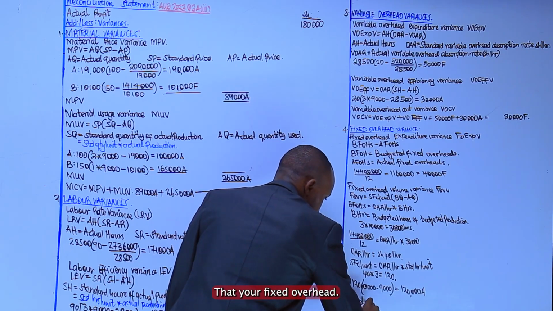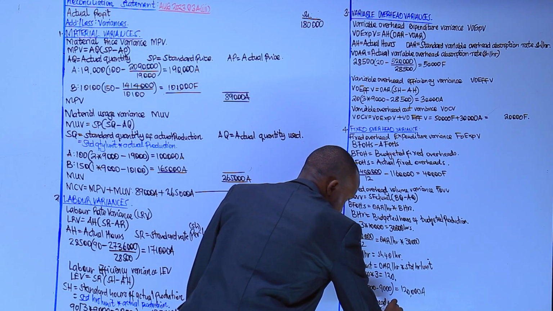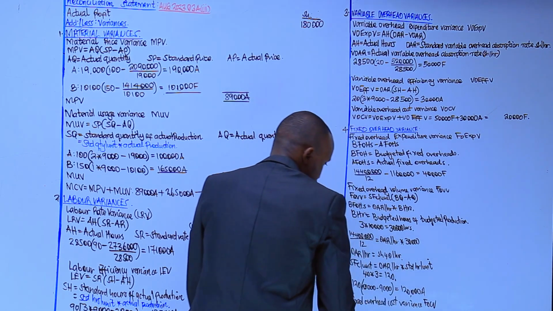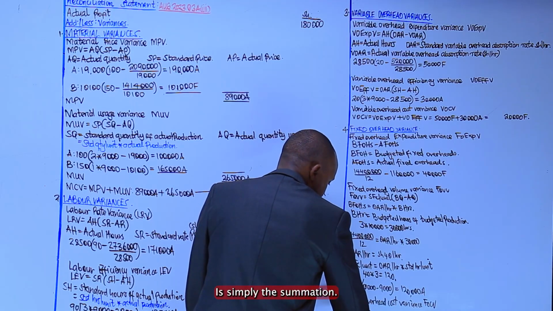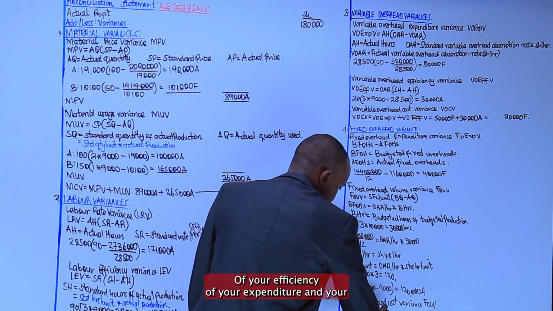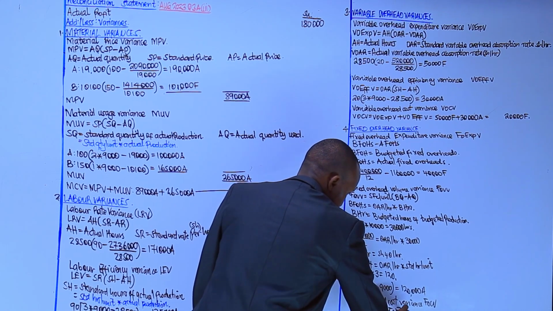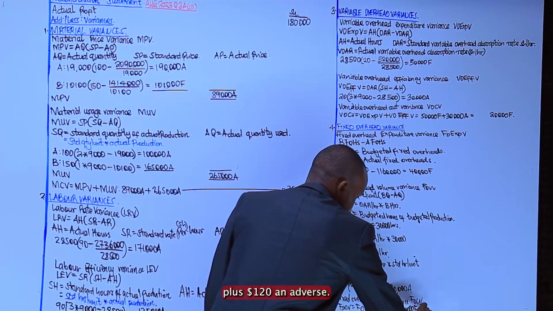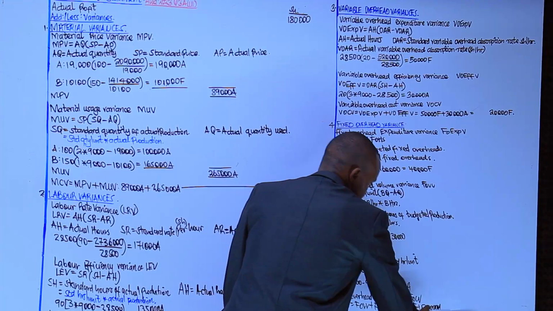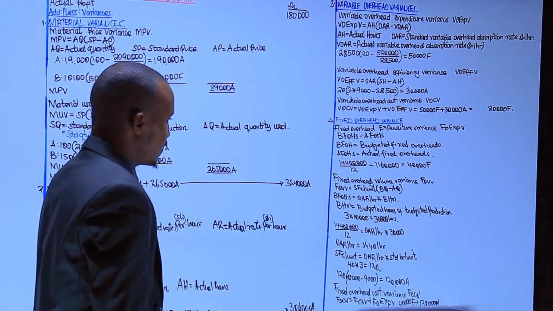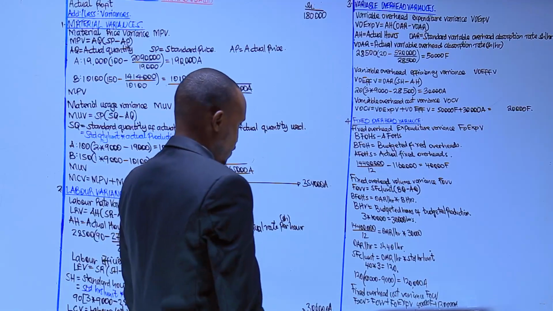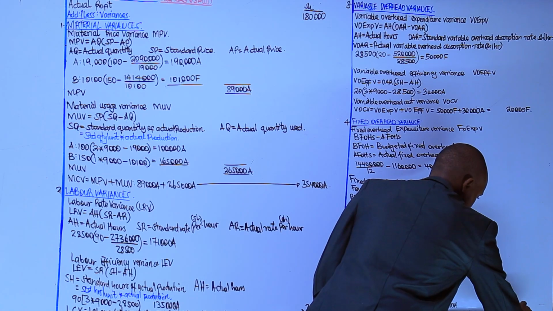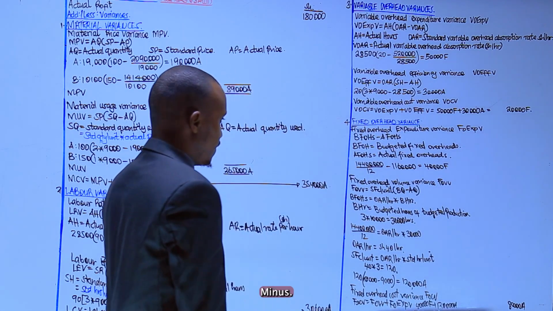Then your fixed overhead cost variance is simply the summation of your efficiency, your expenditure and your volume. 40,000 favorable plus 120,000 adverse. This is 80,000 adverse.